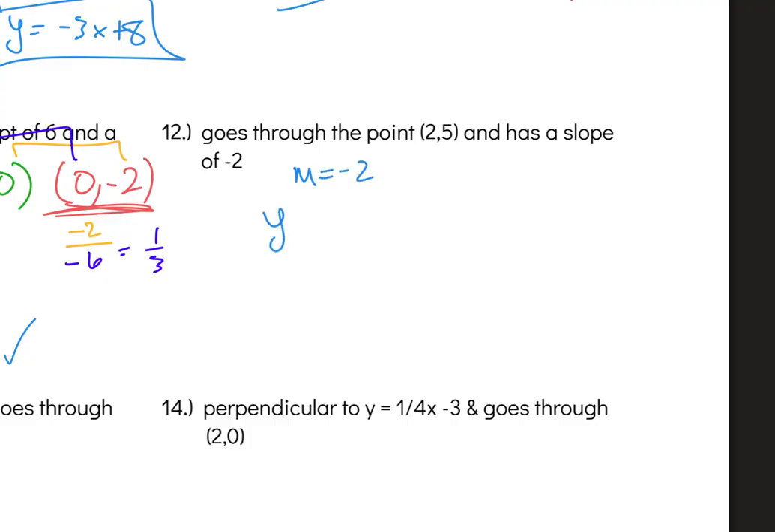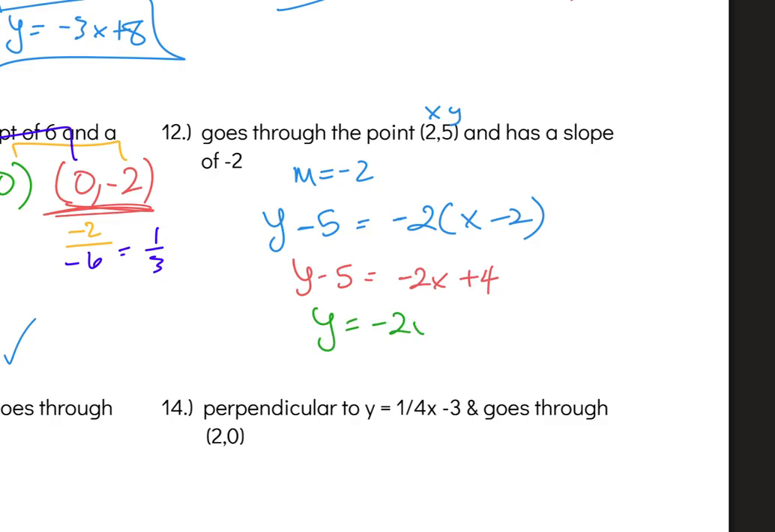Number 12 goes through the point (2, 5) and has a slope of -2. I love it. y minus 5 equals -2 times x minus 2. We are so much further along than we were on some of those others. We're going to distribute the -2. We are going to add 5. We're done.